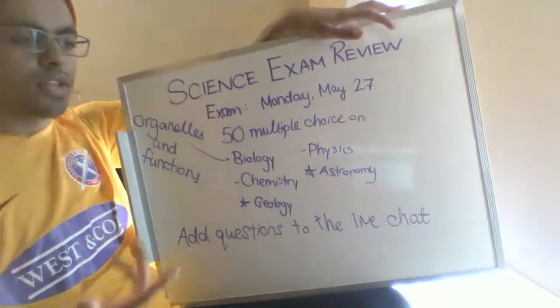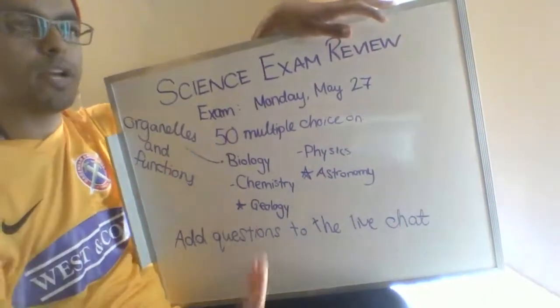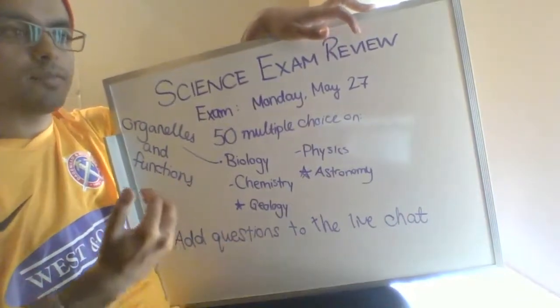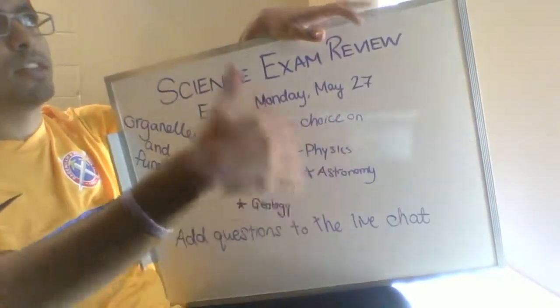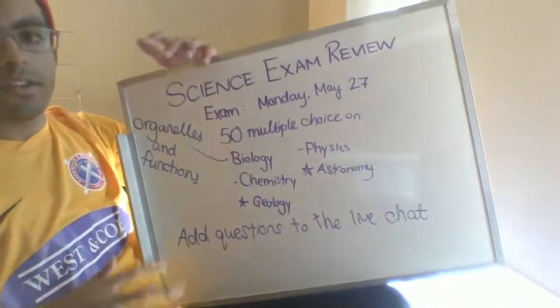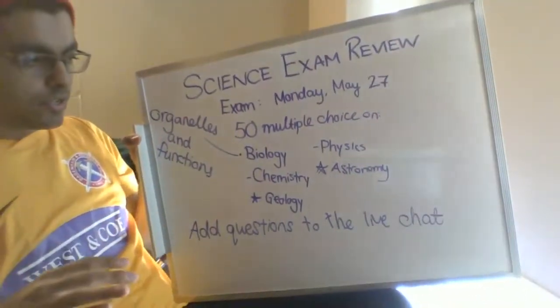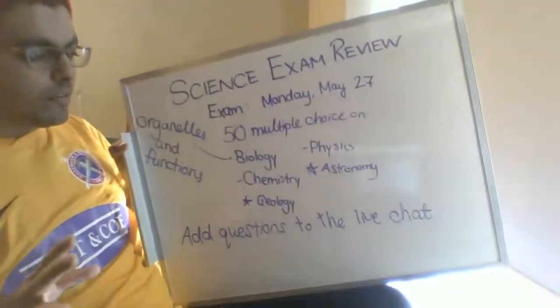If I ask you what the cell wall does, then maybe you can reason your way to the answer. If you don't remember it already, you can reason your way to the answer by saying, oh, the cell wall is on the outside, therefore this must be the case. So things like that. So just know the organelles and their functions. That's kind of it for biology.